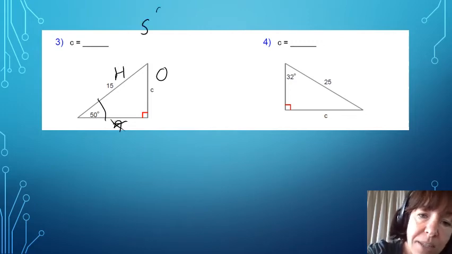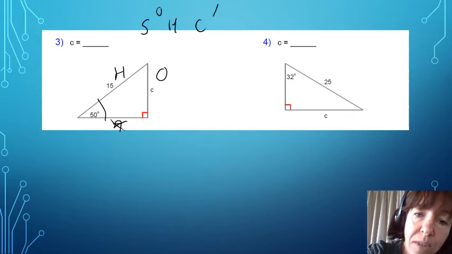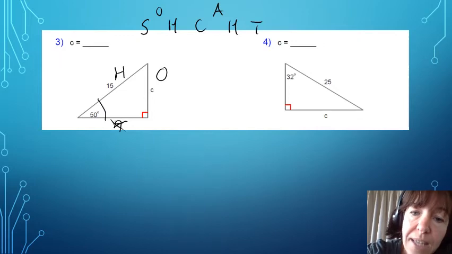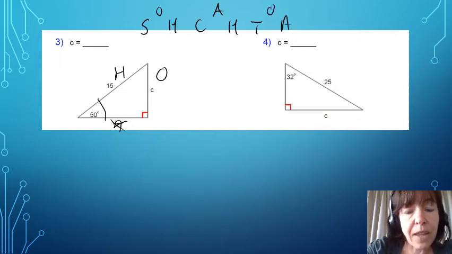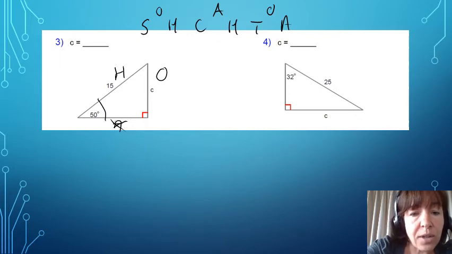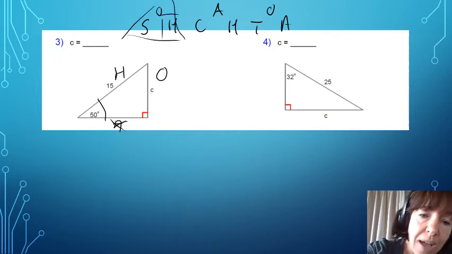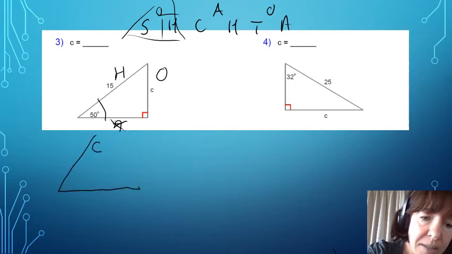I'm just going to write my SOHCAHTOA up the top here. It's always handy to have it somewhere where you can see it. When I look at this one, it's my opposite and my hypotenuse, so I'm going to use my sine of the angle. I have been given C, that is my opposite.